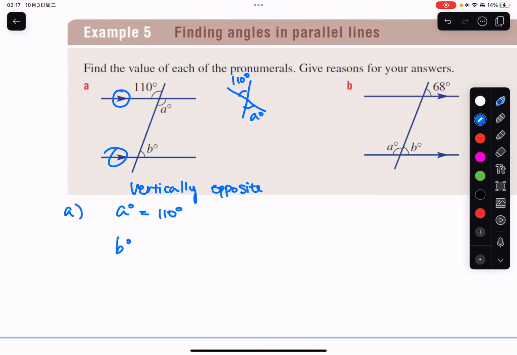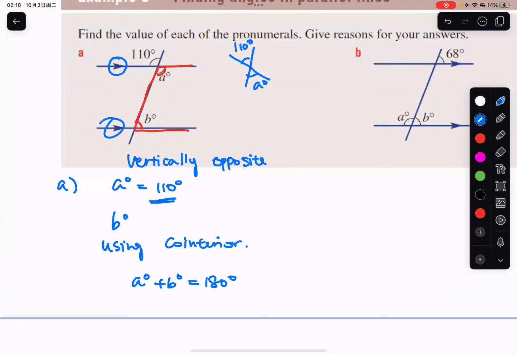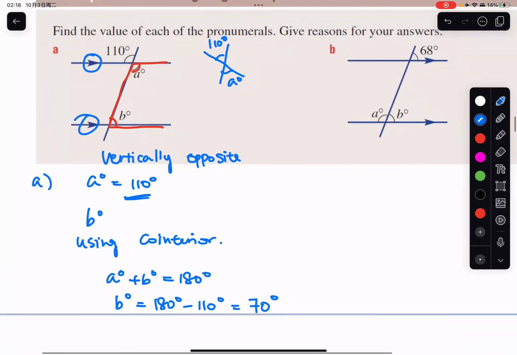So B, we have to use the property of the parallel lines. Here is like a little door, so we're going to use co-interior angles. Which means A degrees plus B degrees must equal 180 degrees. Now we know A is 110, so B equals 180 minus 110, which is 70 degrees. We finished. A equals 110 and B equals 70. This is question A.